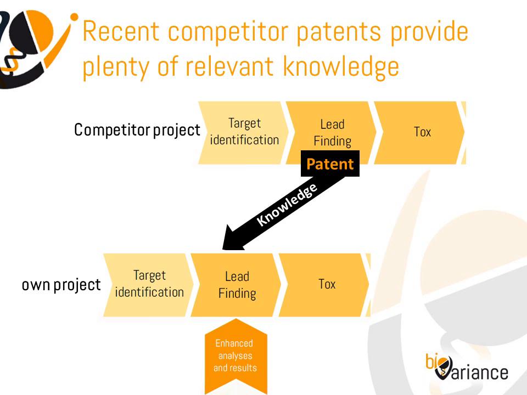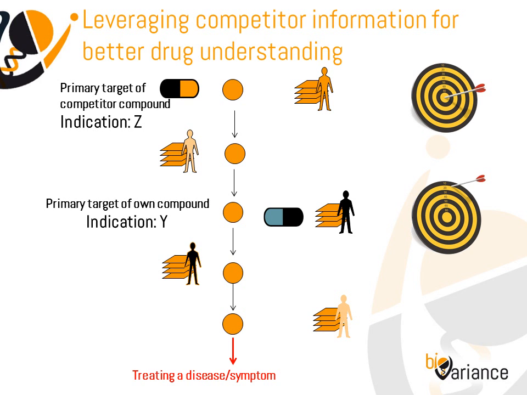So, here a brief overview. Imagine a competitor is running a project on the same target as you are doing. They are a bit ahead of you and they are publishing a patent. There's plenty of relevant knowledge in there that you can use to enhance your own analyses and results. So, here, let's start with the pathway information.